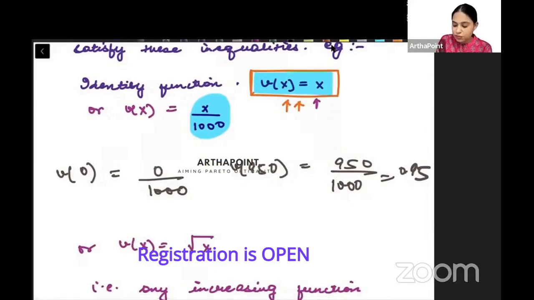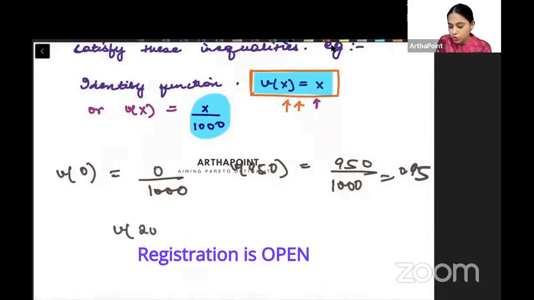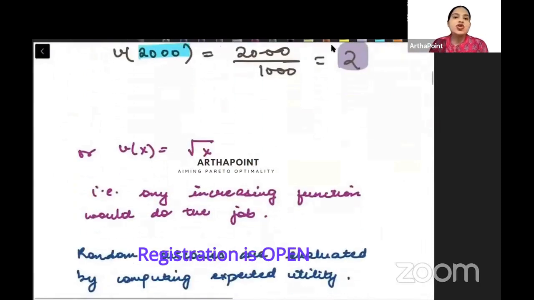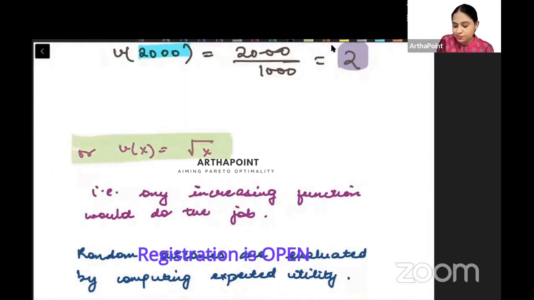And utility from 2000 will be 2000 by 1000. That means 2. So यहाँ पे भी हमें यही दिख रहा है. We can clearly see here that as the money is increasing, the utility that we are getting, 0.95 and 2, utility भी बढ़ रहा है. Utility is also increasing. Another such utility function which can satisfy can be root x.